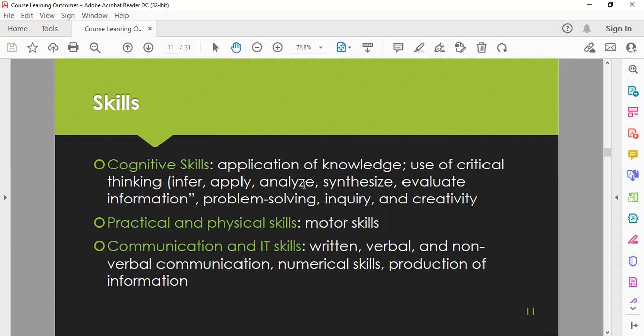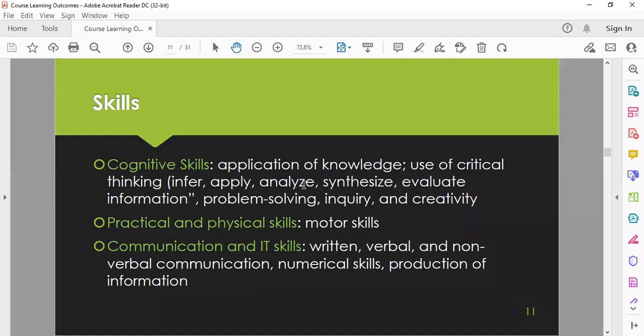Practical and physical skills, these are motor skills, and mostly these are skills associated with fields like engineering, medical, and so on. Communication, I think this is our basic concern. We have to focus when we talk about skills in courses on how we can help the students gain those competencies of written, verbal, non-verbal communication.